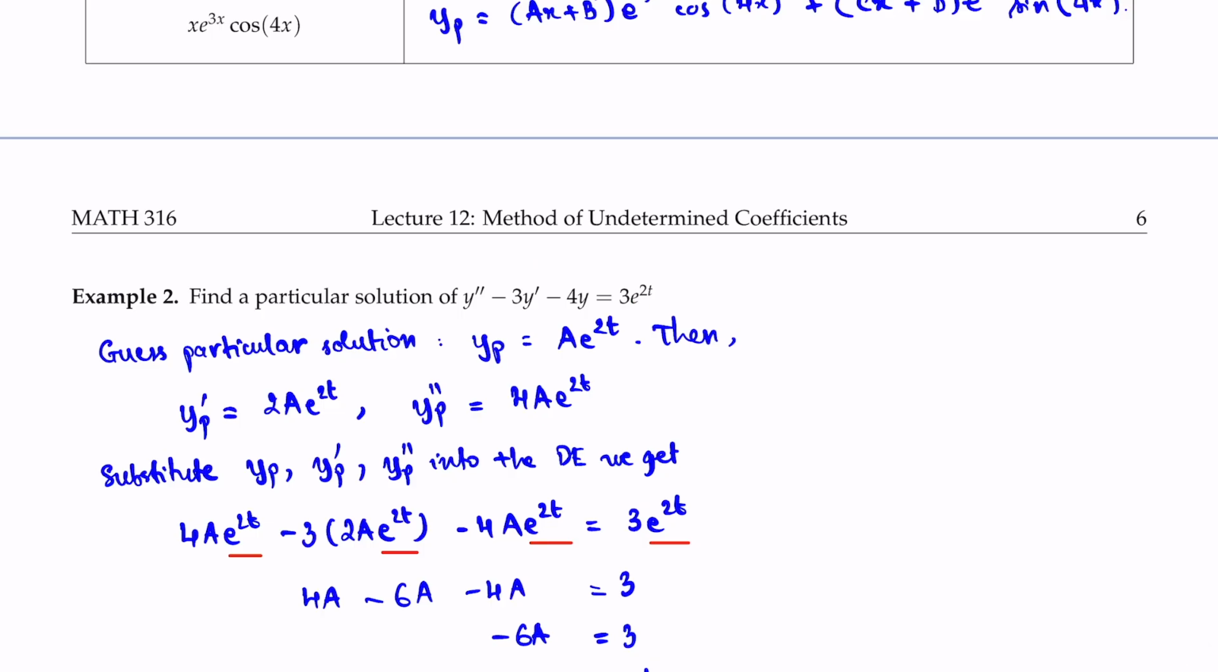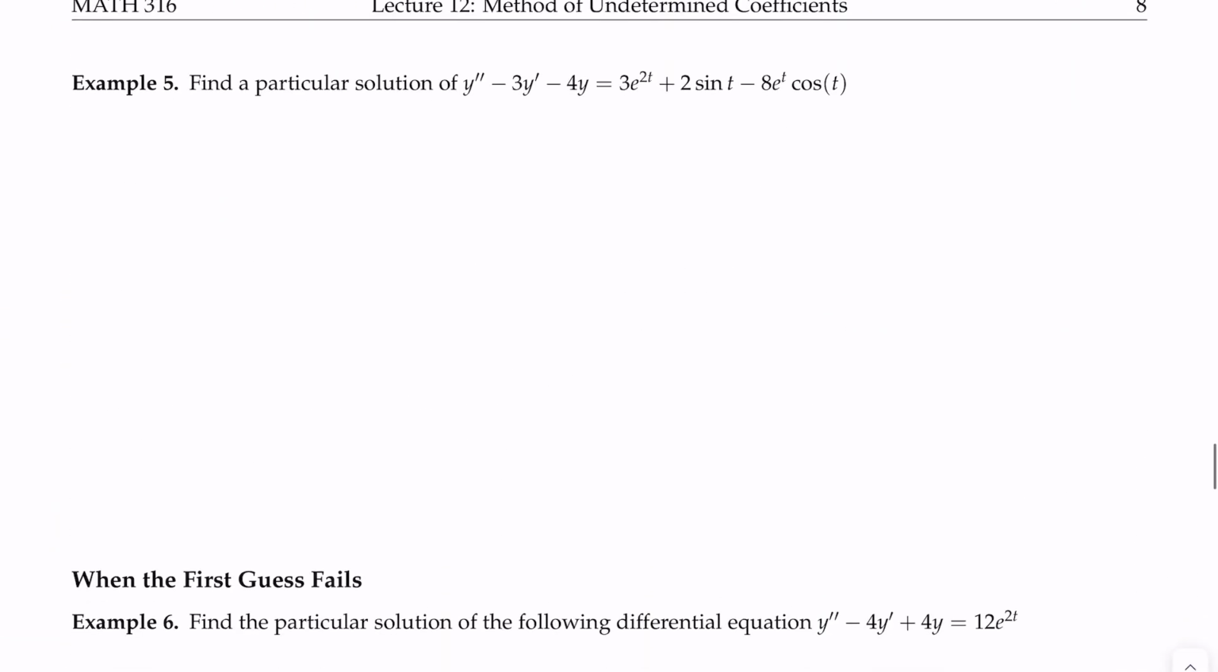So in practice, instead of finding particular solutions for each term on the right-hand side at once, you break it down into 3 different problems. One problem where the left-hand side equals 3 times e to the 2t. One problem where the left-hand side equals 2 times sine of t, and one problem where the left-hand side equals negative 8 times e to the t times cosine of t. That way you don't have to make a guess that involves 3 different terms. In other words, the particular solution to the given non-homogeneous differential equation in this example is the superposition of the solutions found in the previous examples.